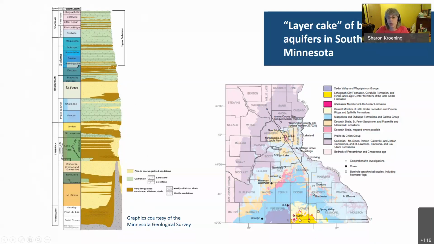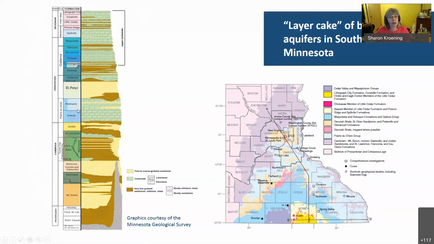And if you went to this yellow part in Mower County and drilled a well deep enough, you would encounter all of these geologic units. But as you radiate outward, you encounter fewer and fewer of them. And in the Twin Cities metropolitan area, our bedrock aquifers primarily start with the St. Peter and go downward.